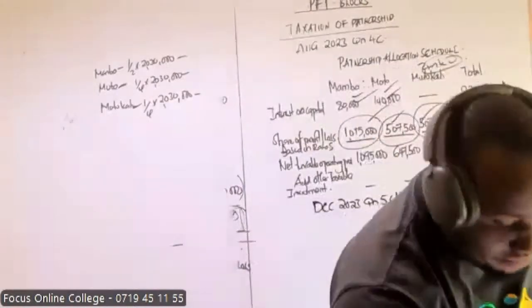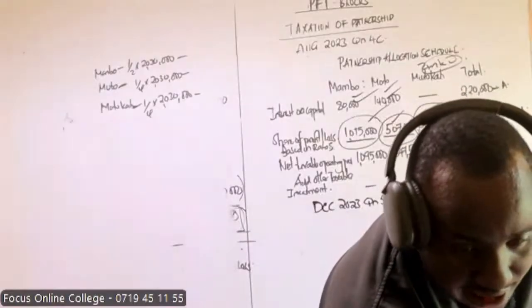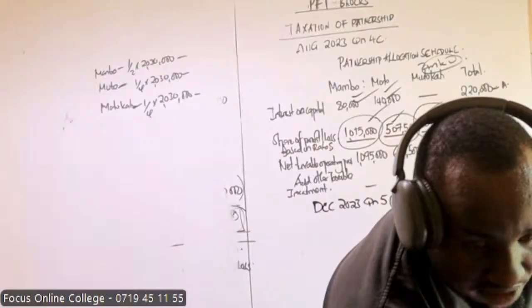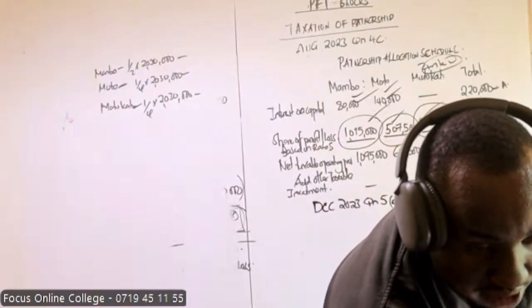Favored, are you there? Favored and the rest of the team, are you there? If we are there, we give it hints. Ibrahim, are we there?